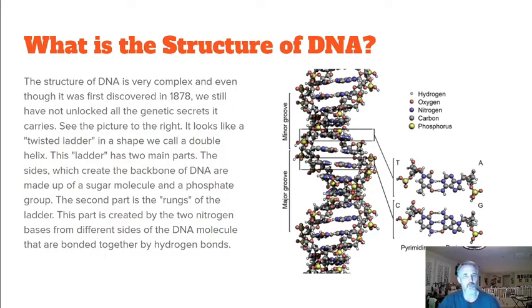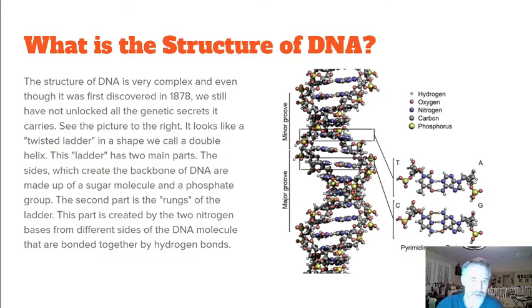All right, so what is the structure of DNA? Now you've heard it called a double helix. I'm sure you've talked about it. It kind of looks like a twisted ladder or a spiral staircase, or however you want to kind of explain it. But the structure of DNA is very complex. Even though it was first discovered in 1878, we still didn't really know the genetic secrets that it carried or what it kind of looked like until the 50s with Watson and Crick.